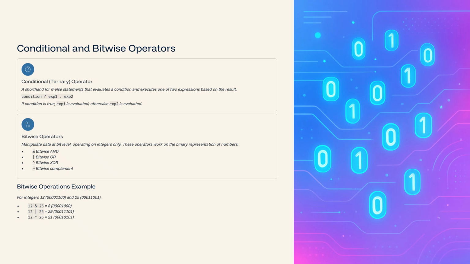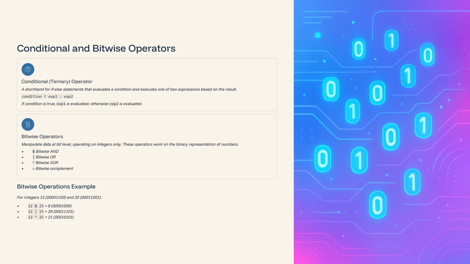Now coming to the bitwise operators, these operators manipulate data at the bit level, operating on integers only. These operators work on the binary representation of numbers, either zeros and ones. We have many operators like bitwise AND, bitwise OR, XOR, complement, left shift and right shift.